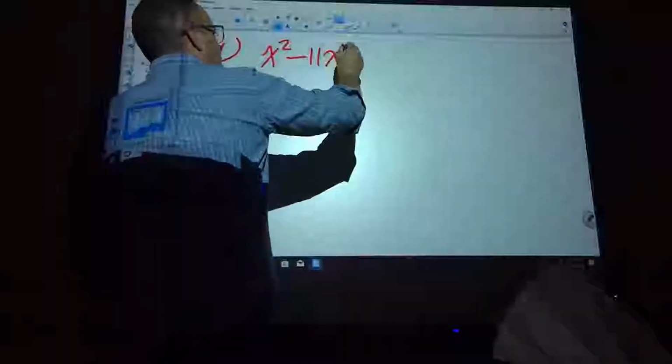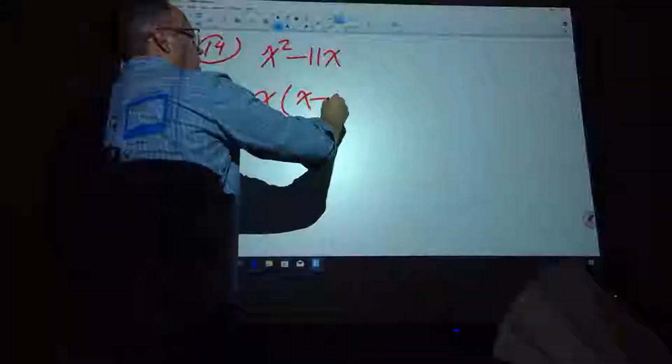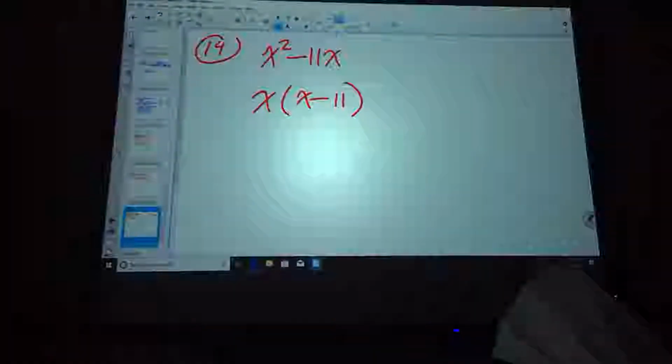X squared minus 11. Not equal to anything? Just want to factor it? Yep. Okay, only thing I can factor out is an x. Done. Wait. That's it.